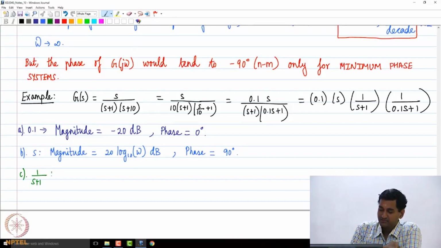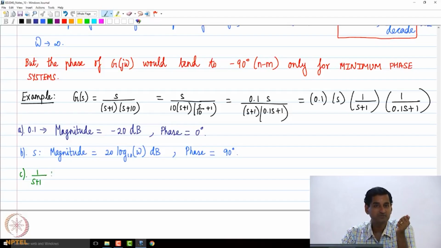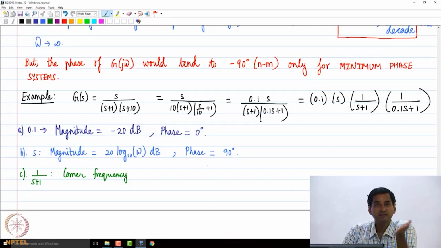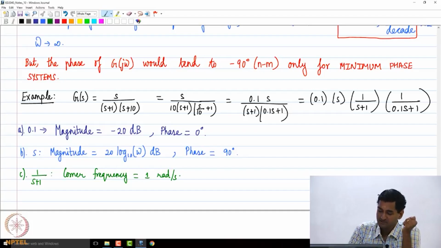This is a term of the form 1 by (Ts plus 1). So, essentially we can draw the low frequency asymptote and the high frequency asymptote. What is the corner frequency of this term? Here capital T is 1. So, 1 by capital T is the corner frequency, right. So, what is the corner frequency? 1, right. So, 1 radian per second is the corner frequency for this particular term.